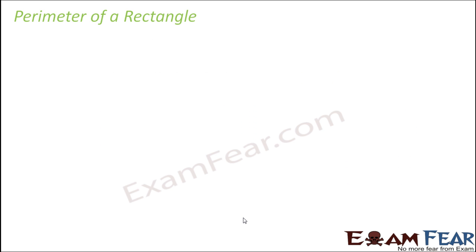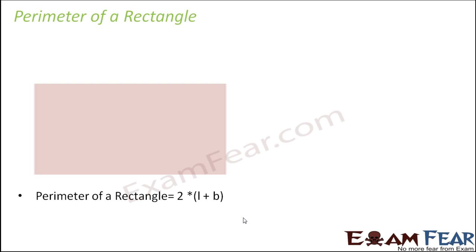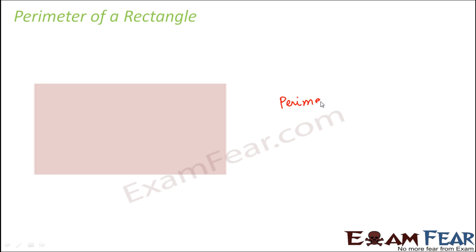Now let us move on to a rectangle. So how do we find the perimeter of a rectangle? That's again pretty simple, because when we talk about perimeter we are concerned only about the boundary. So perimeter is the total length of boundary.